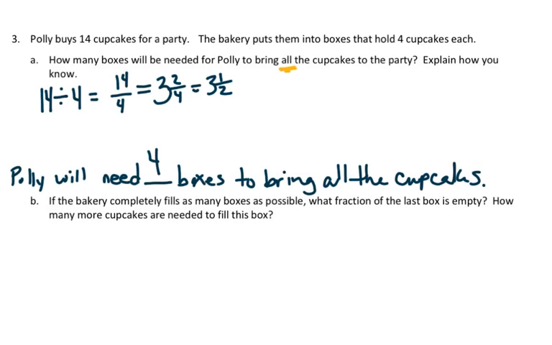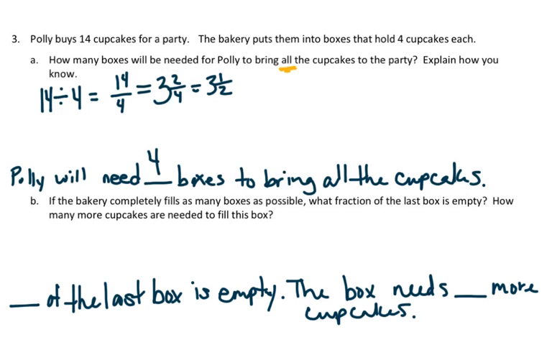Part B says, if the bakery completely fills as many boxes as possible, what fraction of the last box is empty, and how many more cupcakes are needed to fill this box? This is a pretty simple one, and we're going to start off with a target sentence even for this. It says, blank of the last box is empty. The box needs blank more cupcakes. So we know that the first part is going to be a fraction. So what fraction of the last box is empty?